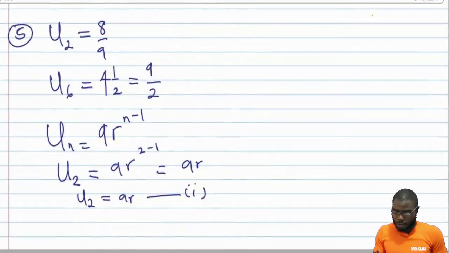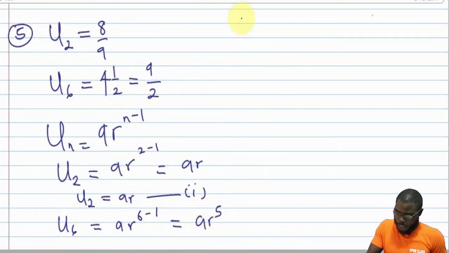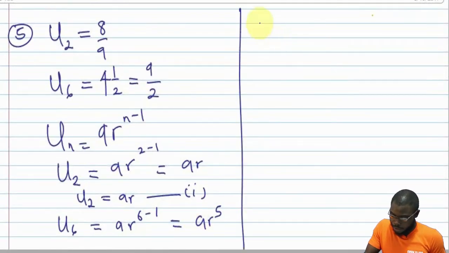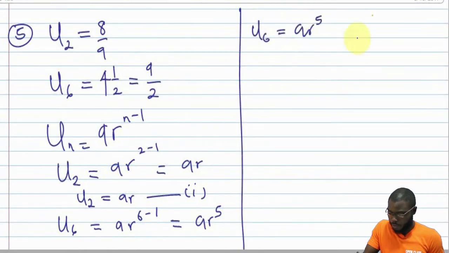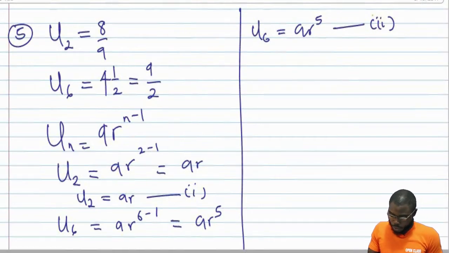Then I have my U6 equal to A R raised to the power 6 minus 1, which is AR raised to the power 5. So I can write it as U6 equals AR to the power of 5, and that is equation 2.